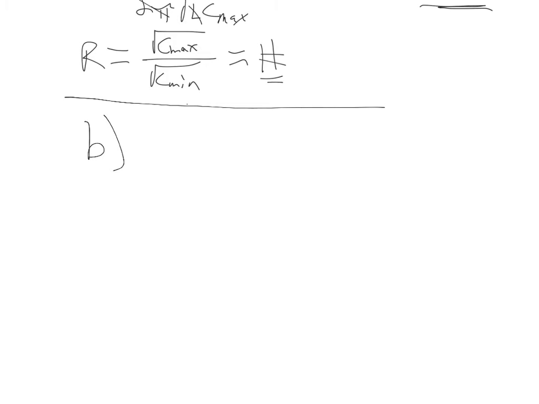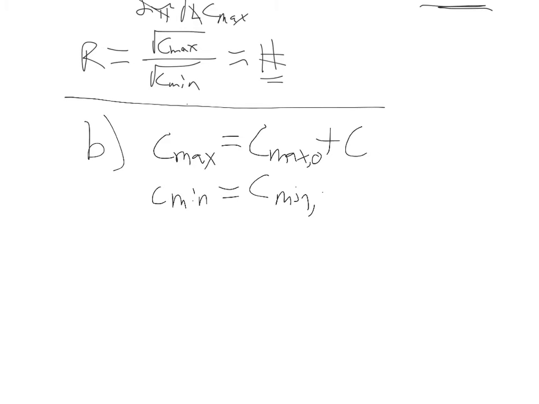For part B, just to remind you, we have capacitors in parallel, so our new maximum capacitance is going to be equal to C max from before plus this additional capacitor in parallel, because in parallel you just add the capacitances. And the new C min is equal to the previous C min, so let me write C max initial and C min initial, plus this additional capacitor, which I'll call CA for the additional capacitor that we're adding in here.